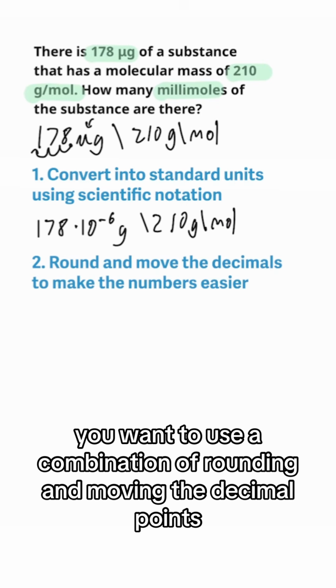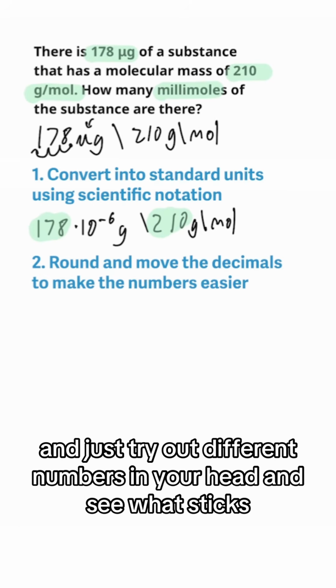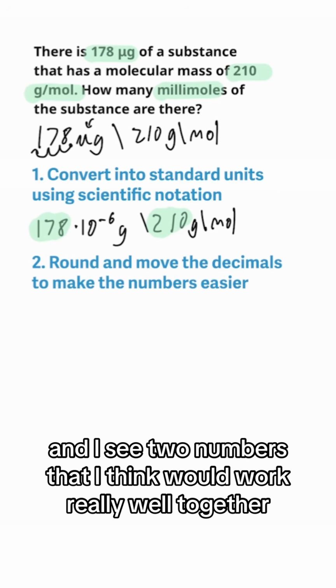Once you've done this, you want to use a combination of rounding and moving the decimal point to turn these numbers into two numbers that fit really well with mental math. And just try out different numbers in your head and see what sticks. And I see two numbers that I think would work really well together.